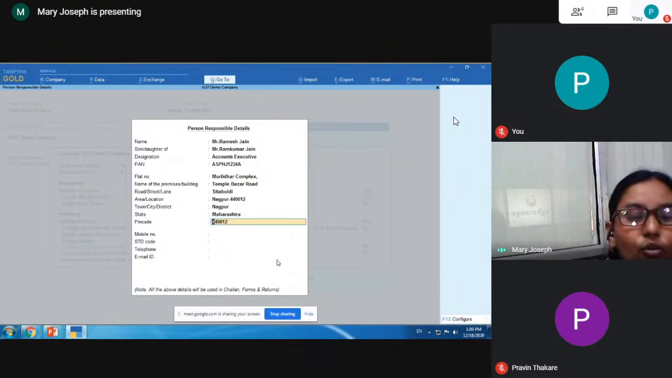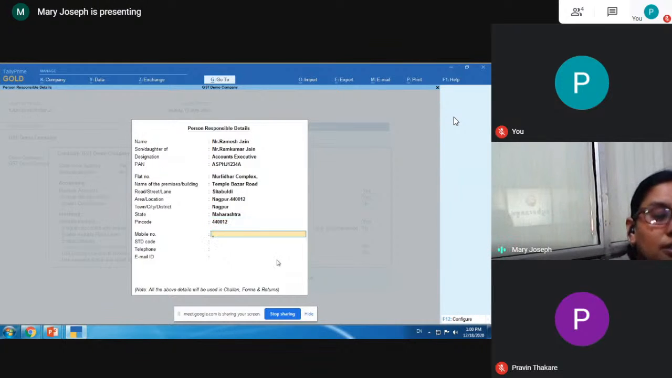Please write down all the details. Fill in the mobile number, STD code, telephone number, email ID, each and everything. It will be displayed on your challan, forms or returns.